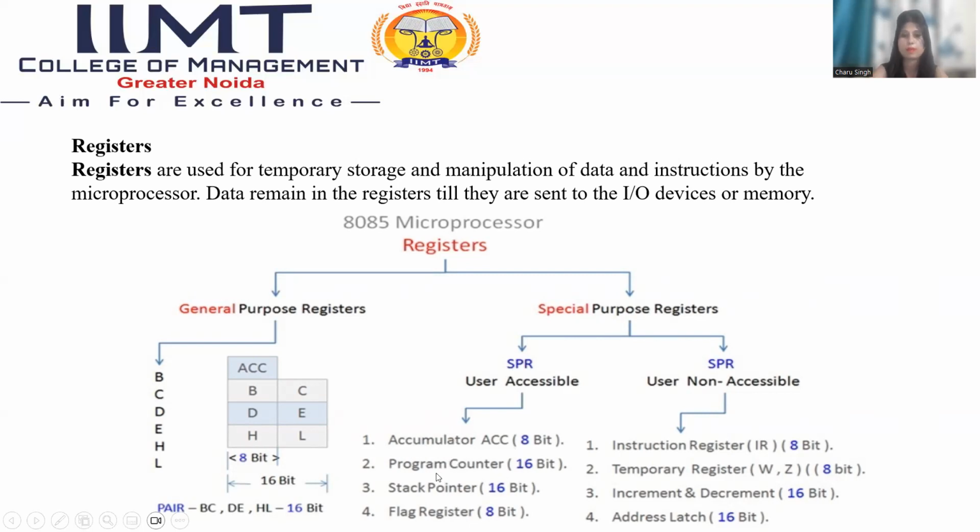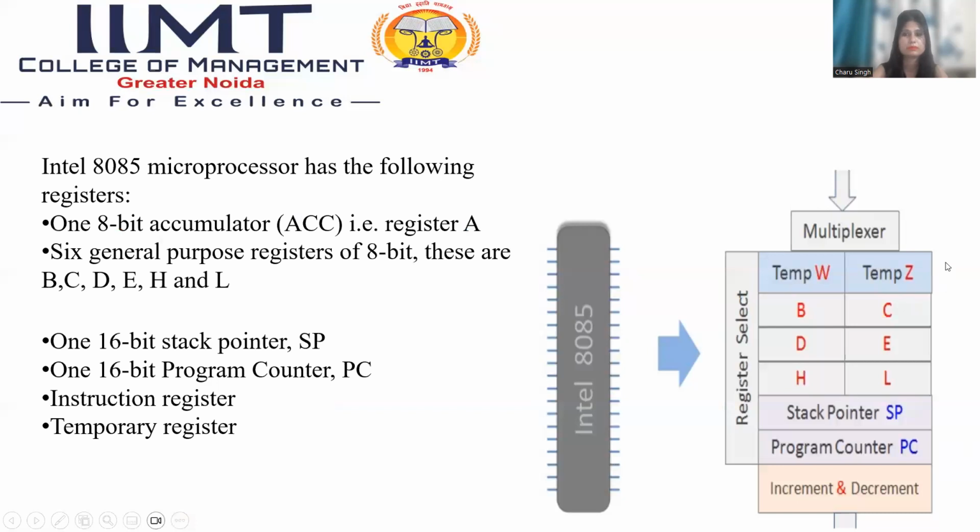And then we have the program counter. Basically, the program counter is the most important register in the 8085. Next, we have the stack pointer. Then we have the flag register. The flag register defines signs and other conditions arising from instructions. We also have user non-accessible registers, that is the instruction register, temporary register, increment and decrement register, and address register. Let's talk about the instruction register.